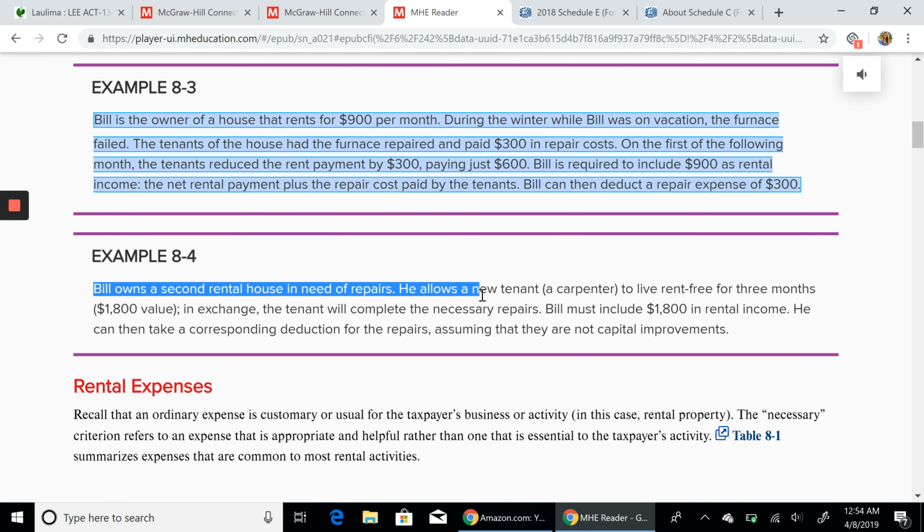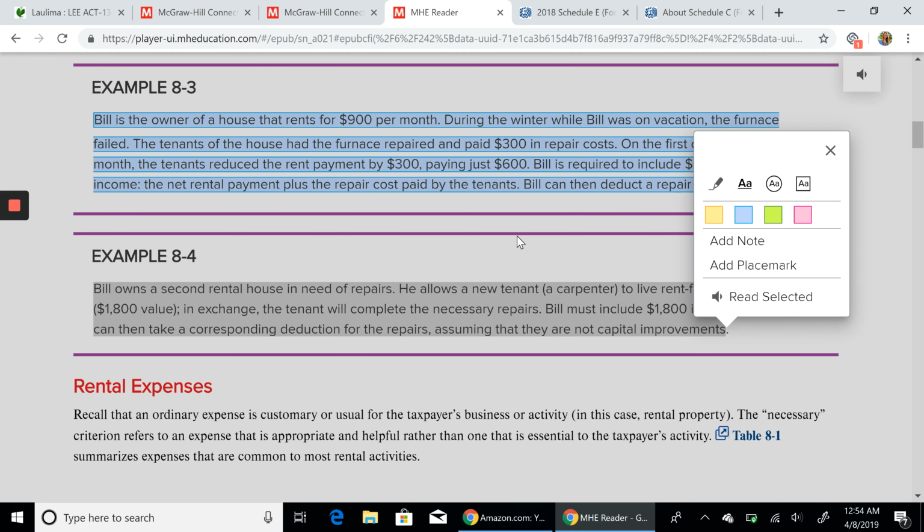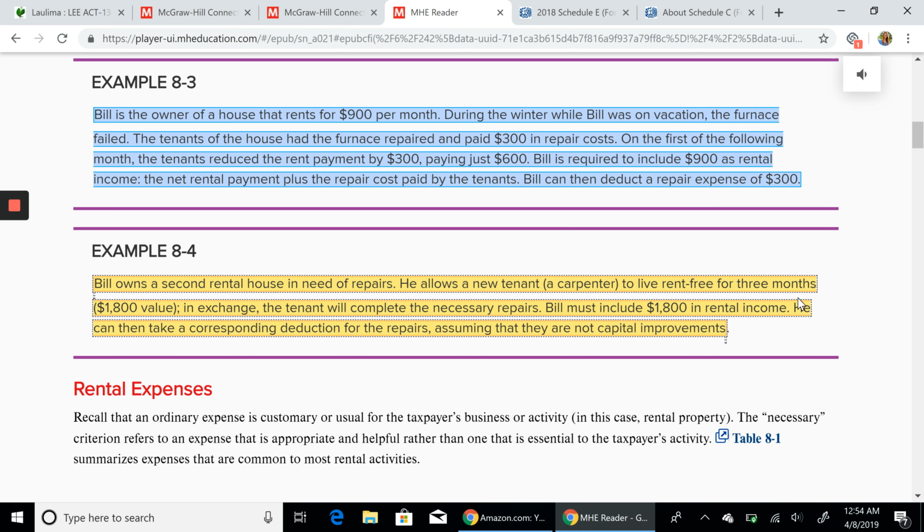Okay, Bill owns a second rental house in need of repairs. He allows a new tenant, a carpenter, to live rent-free for 3 months, which was a value of $1,800. In exchange, the tenant will complete the necessary repairs. So, of course, same thing. Bill includes that amount. However, he also gets to take a deduction.